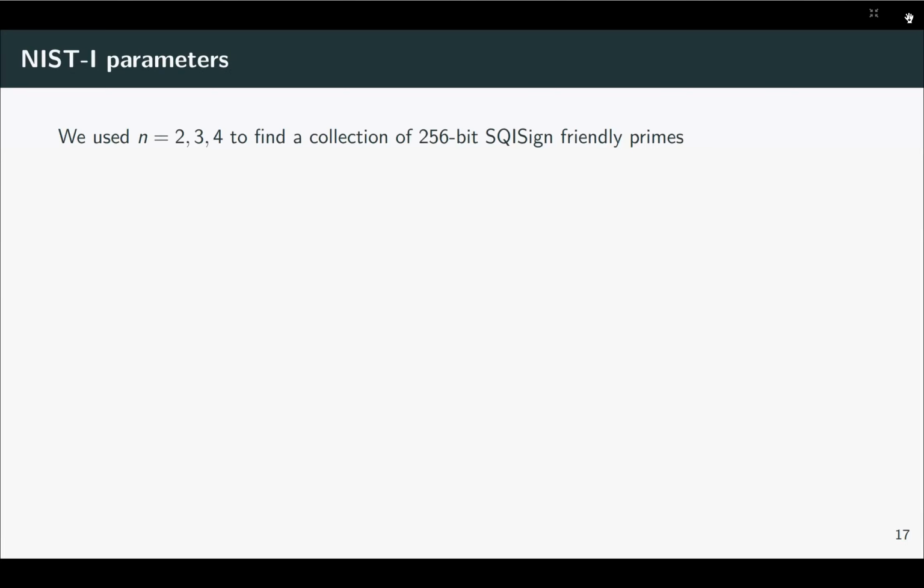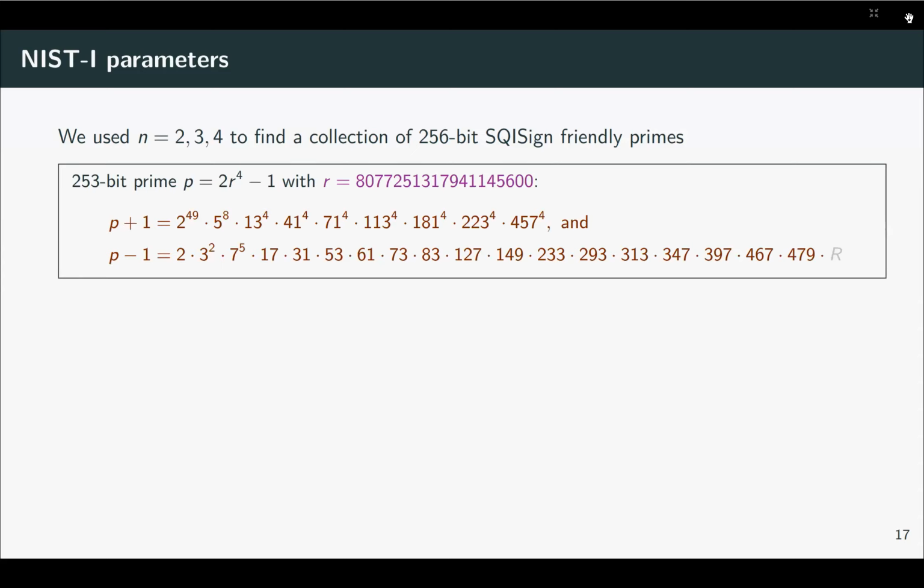So to showcase the results, these are the 256-bit primes we found, and we use n equals 2, 3, 4 to find these primes. The best prime that we found was this prime. The power of 2 is 59. And the smoothness bound of p squared minus 1 is this 470, which, if you remember from the slide earlier, is a lot smaller than 3000.